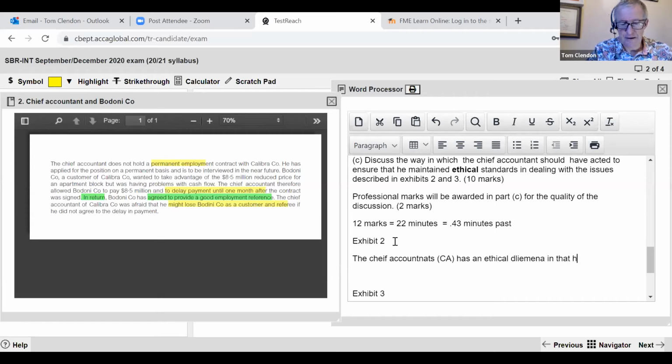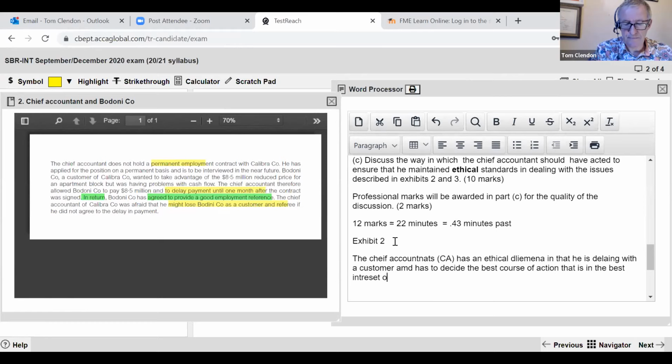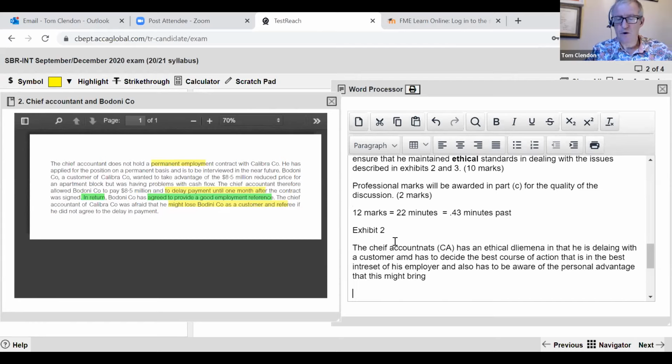The chief accountant has an ethical dilemma in that he is dealing with a customer and has to decide the best course of action that is in the best interest of his employer, and also has to be aware of the personal advantage that this might bring.